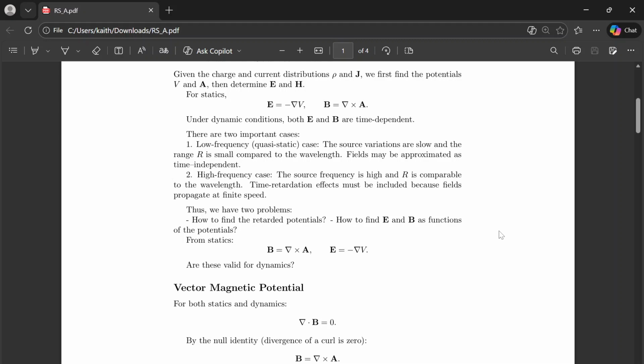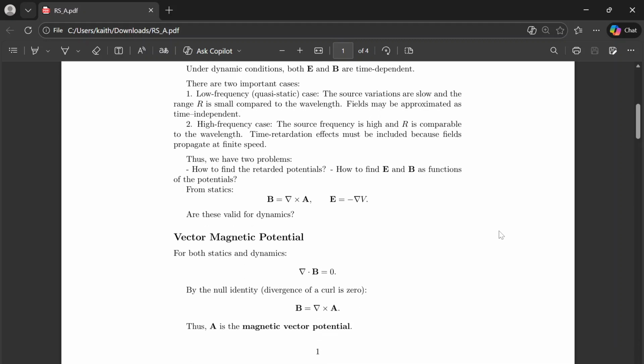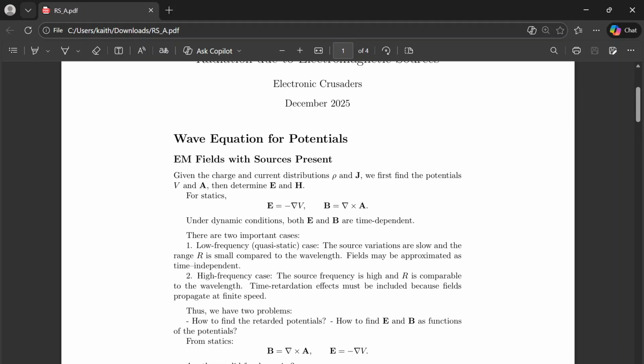In this, the source frequency is high and the distance R is comparable to the wavelength. Here, the time retardation effects must be included because the fields propagate at a finite speed. So now we have two problems. We need to find the retarded potentials V and A, and after finding that, we need to find E and B because we don't know whether this formula holds for retarded fields or not. So we'll derive both.